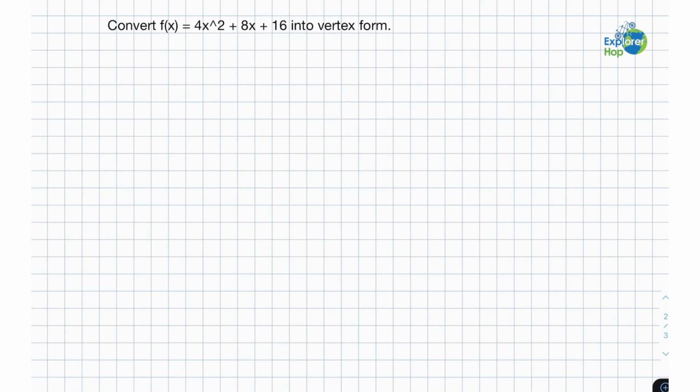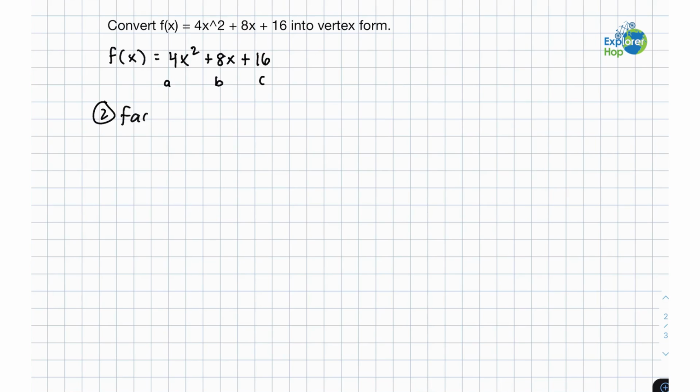Today we're being asked to convert the function f of x is equal to 4x squared plus 8x plus 16 into vertex form as it is currently in standard form. So the first step would be to rewrite what we have right here in standard form, 4x squared plus 8x plus 16. And to just kind of make it easier for us, I'm going to label 4 as A, 8 as B, and C as 16. So the second step now would be to factor out a from the first two terms.